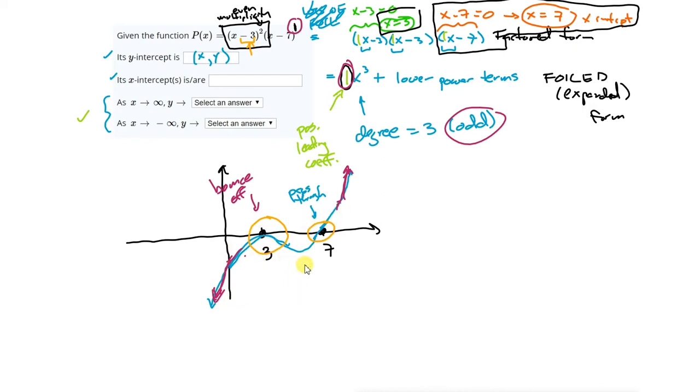Okay, so this is a rough sketch of what the function is going to look like. We don't need that to answer the questions here, but we'll need that later on. So it's good to just address it now. All right, cool. So let's go on.